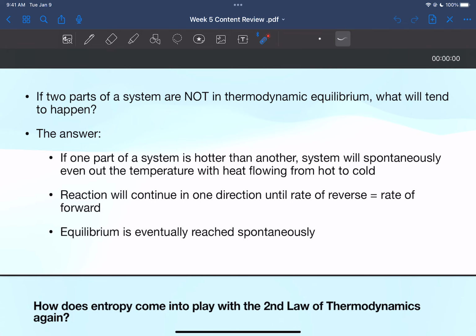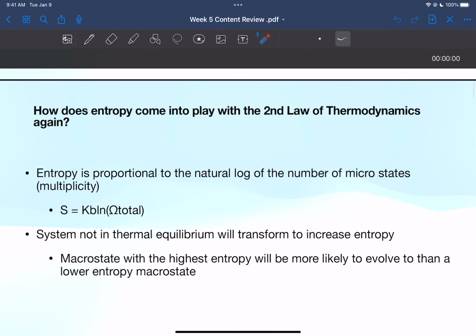Now, another question is, how does entropy come into play with the second law of thermodynamics? This is kind of review, and it's necessary review to figure out what's going on with the rest of the chapter.